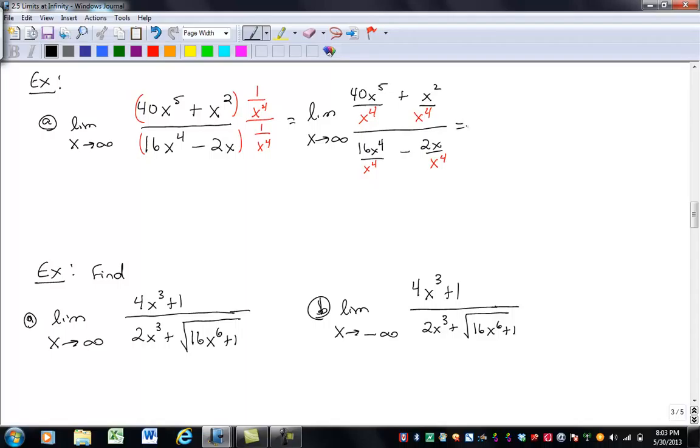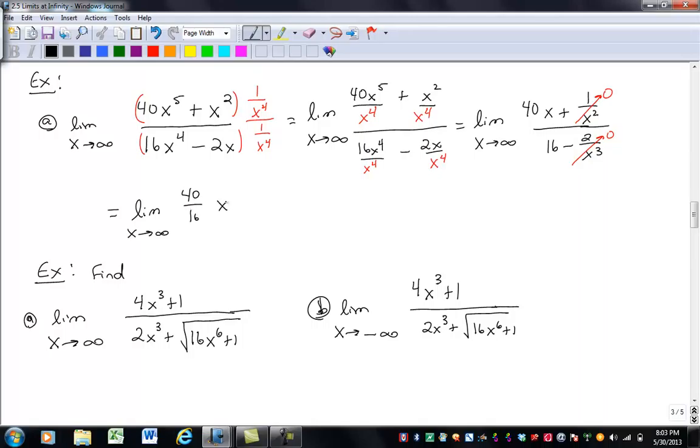And I simplify. I cancel x's. And what I end up with is 40x plus 1 over x squared, over 16 minus 2 over x cubed. And since x is going to plus or minus infinity, 1 over x squared goes to 0, and 2 over x cubed goes to 0, because x is going to infinity. And that's that property 3 again. So this is the same thing as the limit as x goes to infinity of 40 over 16x. That x is on top.